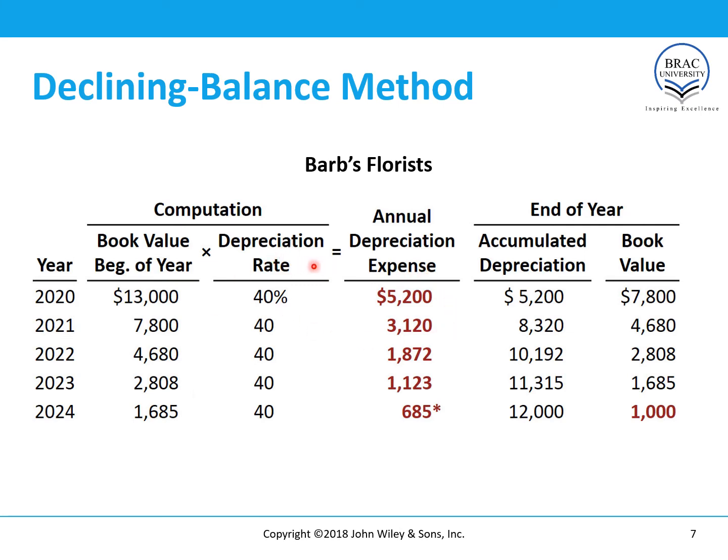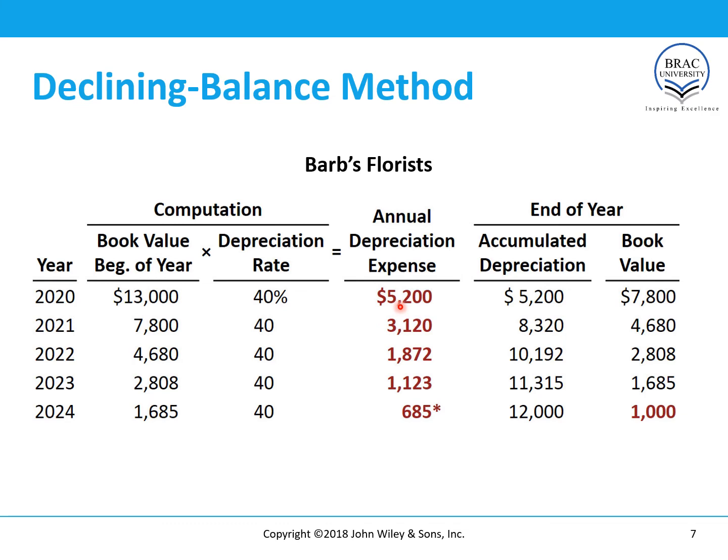And then we have the depreciation rate, which is equal to the straight line depreciation rate multiplied by 2, and we have 40% here. And then we have calculated the annual depreciation expense, and you can see that since the book value of the asset has been declining over the years, the annual depreciation expense is declining as well, because we are just applying a constant rate on the declining book value, so we are getting a declining annual depreciation expense here.